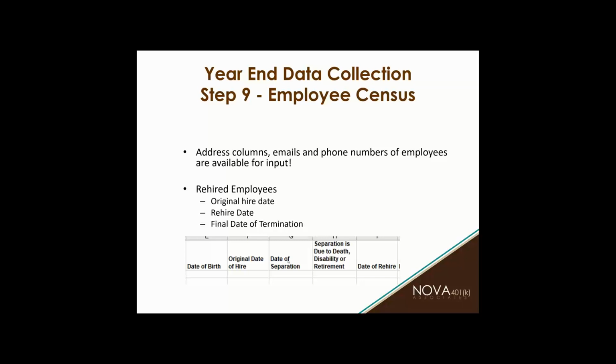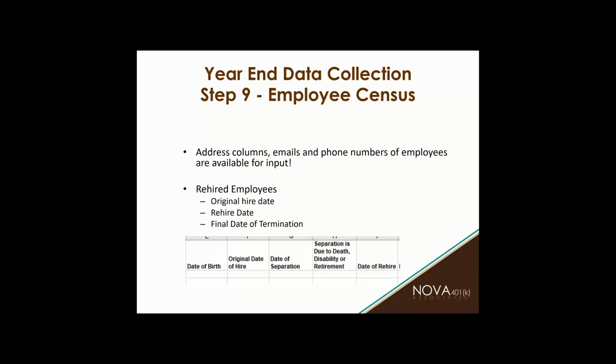If the date of separation is prior to 2022, but they had a rehire, Plan Sponsor Link might send you a little error, a warning saying date of separation is before the current year. That's fine. Keep it in there. That is the correct date. Leave it in there. It'll still accept the census information. It'll just give you that little warning to say, hey, double check your information. Is this what you meant?